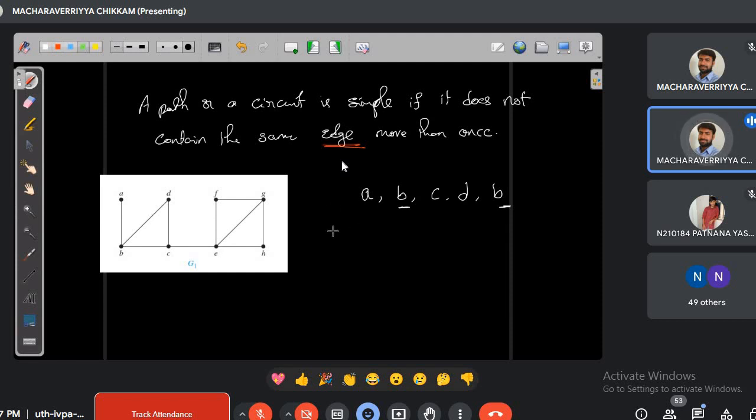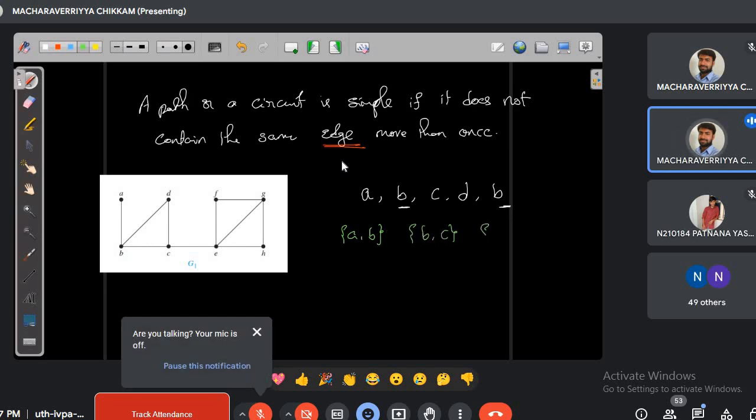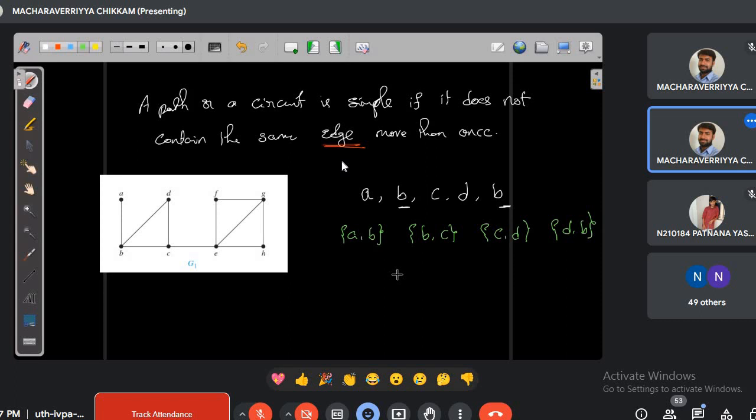So for example, here you see that the edges are AB, this is edge 1, and the next edge is BC, and the next edge is CD, and the next edge is DB. So total 4 edges. This is a path of length 4. Can a loop be a circuit? Yeah. It satisfies the definition, though. Starting at A and you are coming back to A. That's it. So we can take that as a circuit.